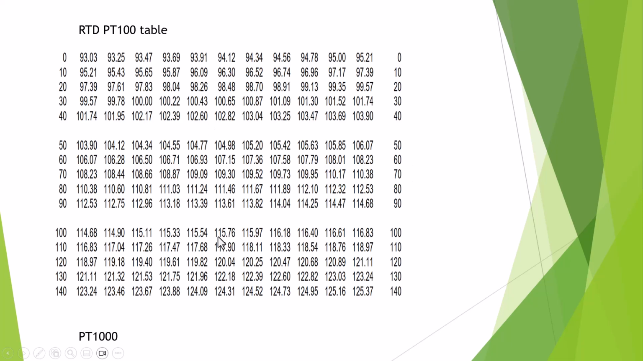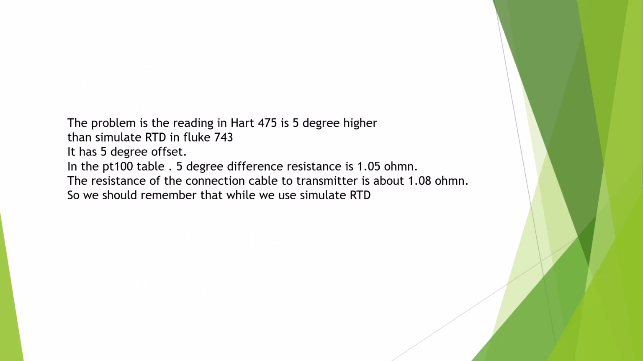We check the RTD PT100 table and find it's a 5-degree difference. It has a 1 ohm difference. So we know there is a 5-degree offset because of the cable resistance. If you know this, you can use the RTD simulation. Don't worry about the reading; just remember it is 5 degrees high, and then it is exactly the simulated RTD.